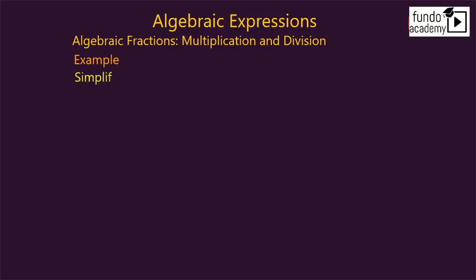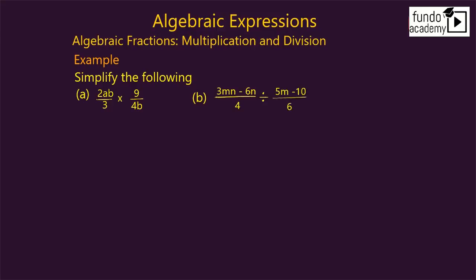Simplify the following. On part A we have 2ab over 3 multiplied by 9 over 4b. On part B we have 3mn minus 6n over 4 divided by 5m minus 10 over 6. Now before you check out my solution, I would want you to try out these two problems, part A and part B. I'll give you a few minutes to do that, so I want you to pause the video starting from now.